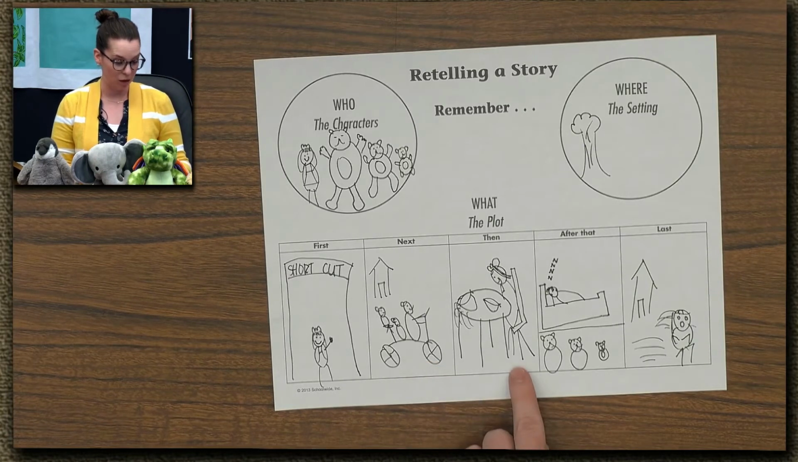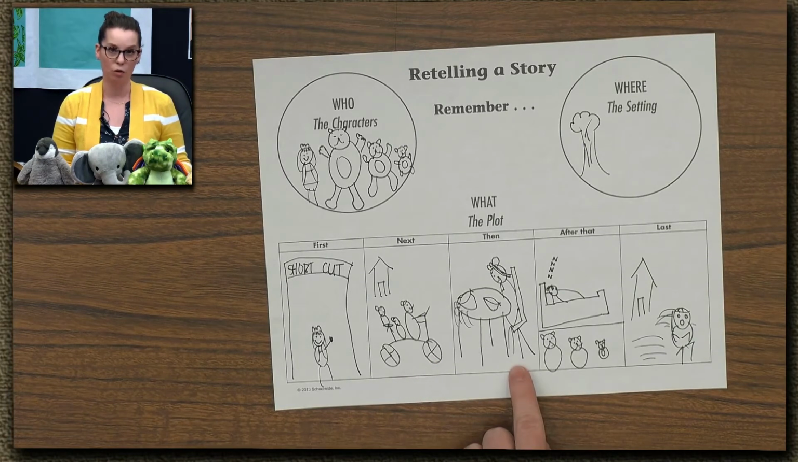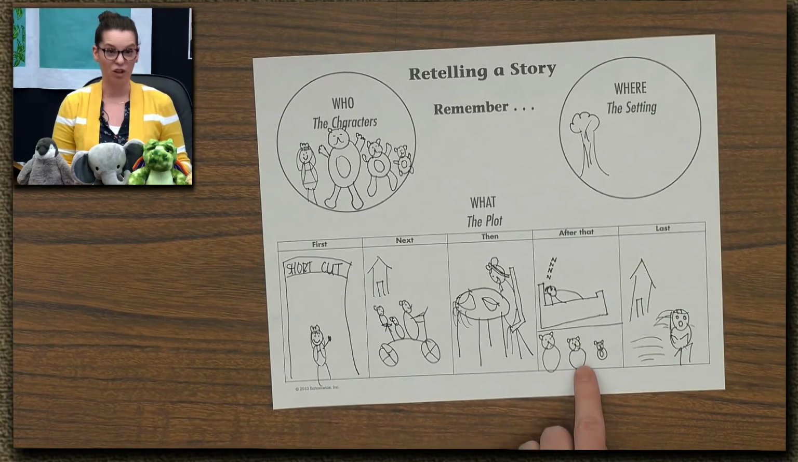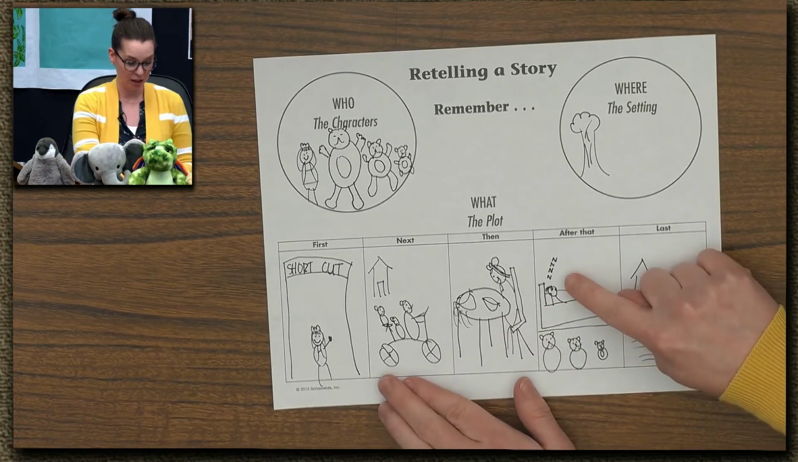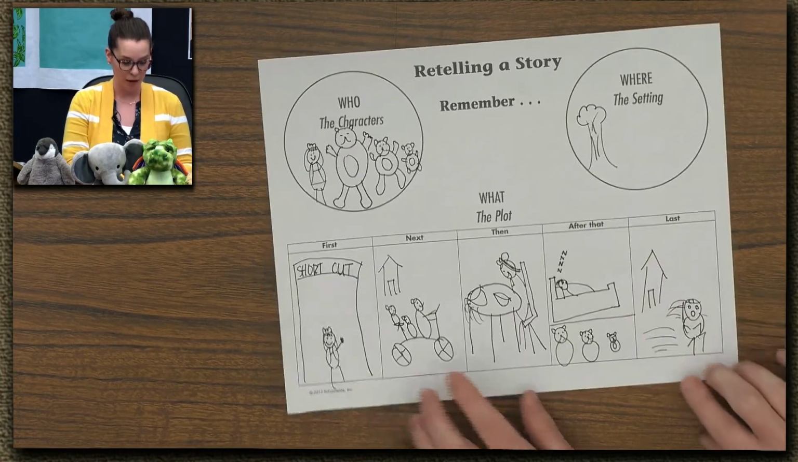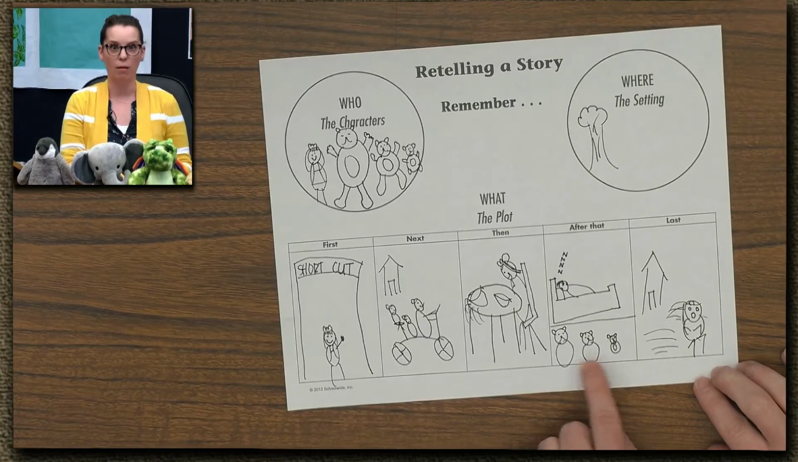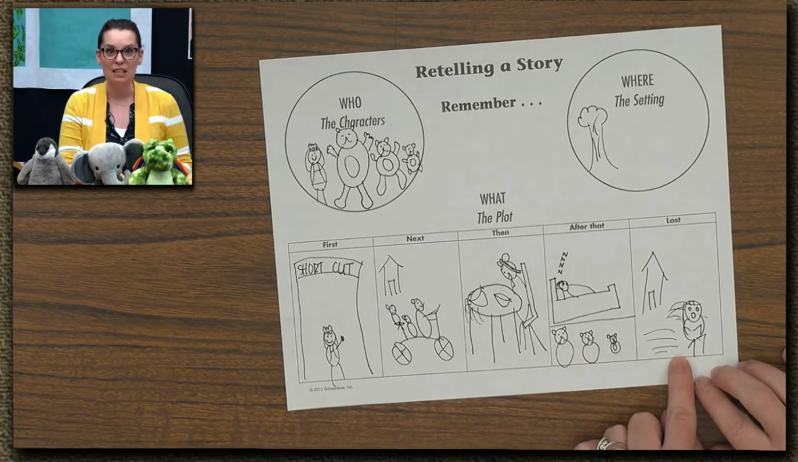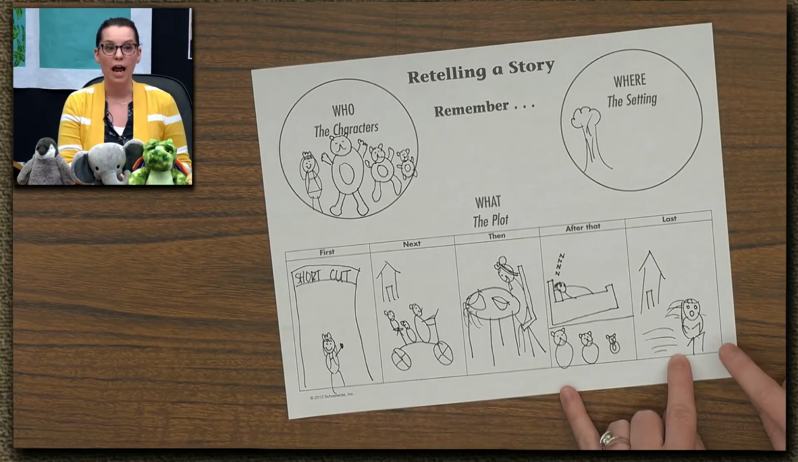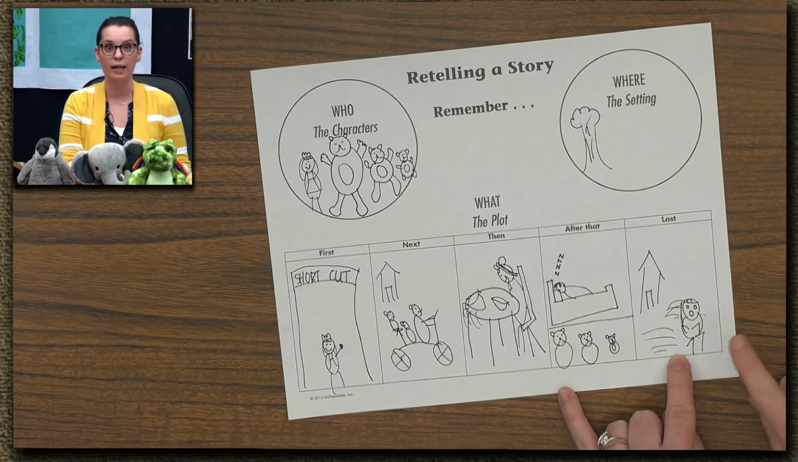And then in the middle, Goldilocks goes into their house. She eats their porridge. And after that, she takes a nap in their beds. Remember, we added the Z's to remind ourselves that she was sleeping. And the bears come home. And then at the end, Goldilocks jumps out the window and she runs off and we never see her again.